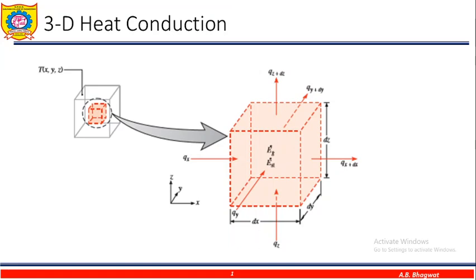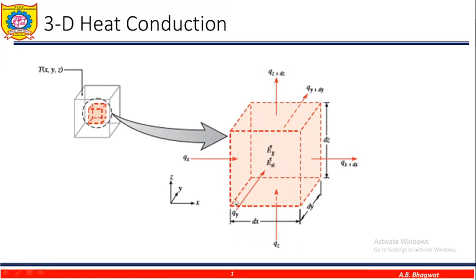If I represent that process in a magnified diagram as shown in this slide, Qx is the heat transfer from the left side, and let us say dx is the length of that very small element along x direction. dy is the length of that element along y direction. dz is the length of that very small element along z direction. Now Qx is the heat flowing through the left face of this small element.